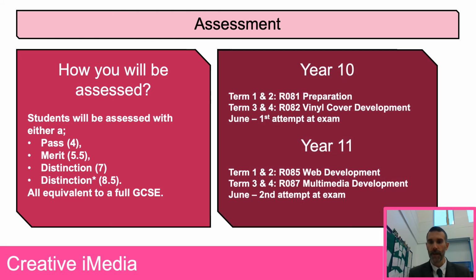Just a breakdown of the year. So in Year 10, during terms 1 and 2, we do some exam preparation. Then in terms 3 and 4, we start our first piece of coursework, and then the first attempt of the exam is in the June. In Year 11, same sort of process. So term 1 and 2, we'll do the web development piece of work. Terms 3 and 4, we'll do the multimedia product development, and then if needed, the second attempt of the exam will happen in the following June.